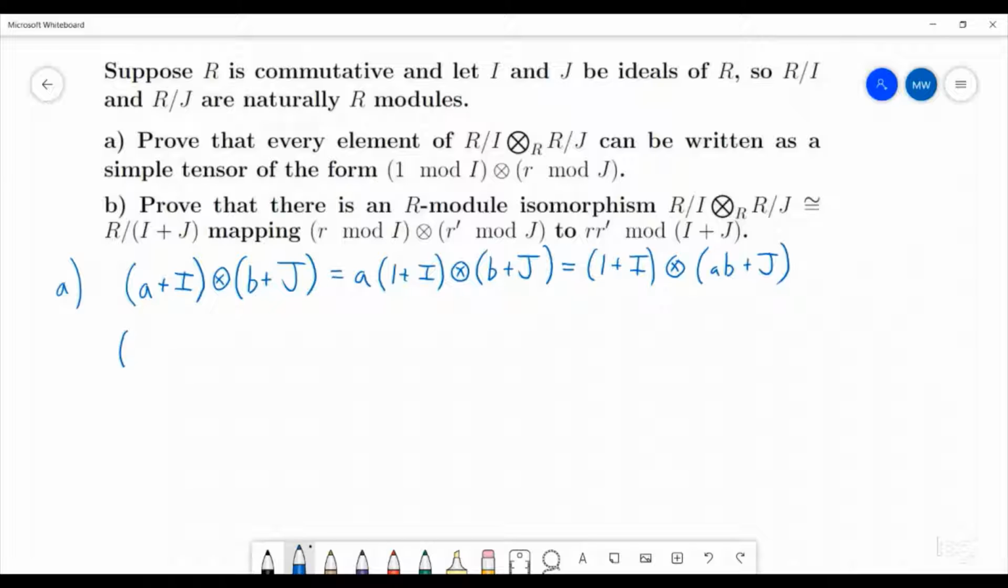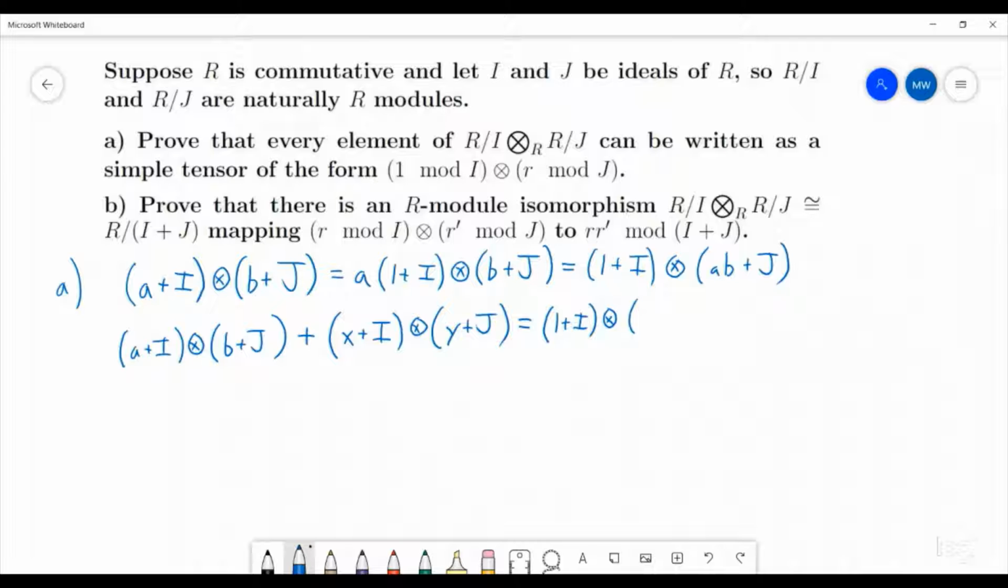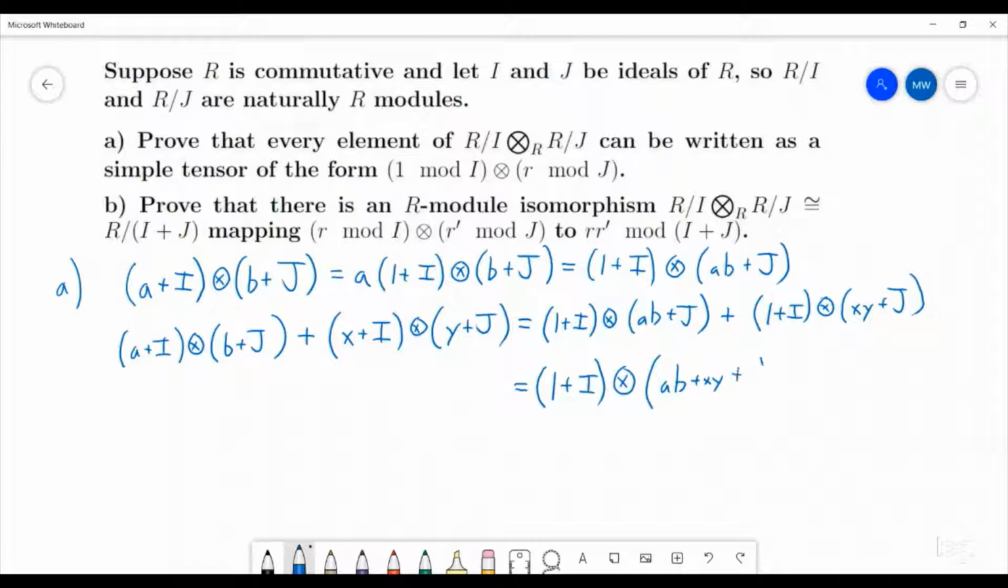So, let's look at A plus I tensor with B plus J added to something like X plus I tensor with Y plus J. Well, these are both going to be equal to 1 plus I tensor of AB plus J plus 1 plus I tensored with XY plus J. And once we have this, we are able to add the two together, and this is going to be equal to 1 plus I tensor with AB plus XY plus J. And so that means that all elements in that can be written in the form of 1 mod I tensor R mod J. Okay, so that's how we are going to be doing part A.